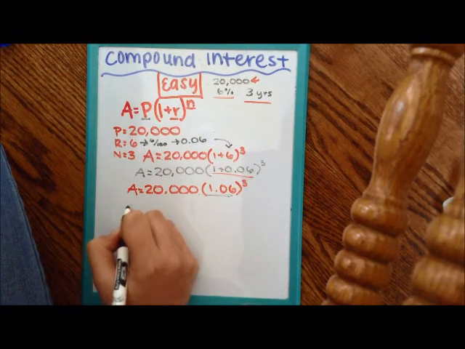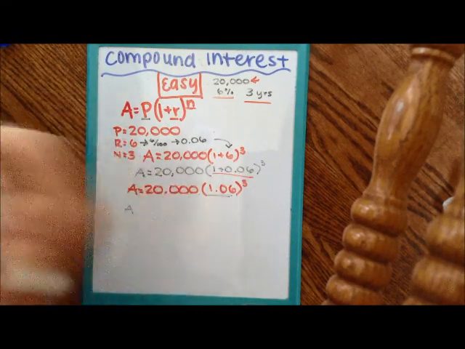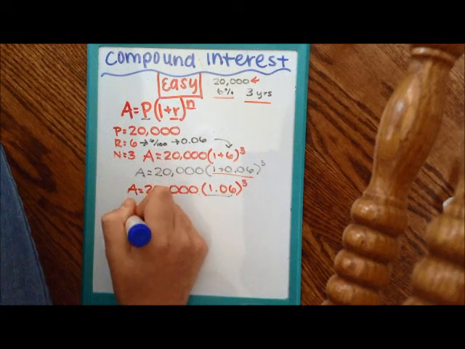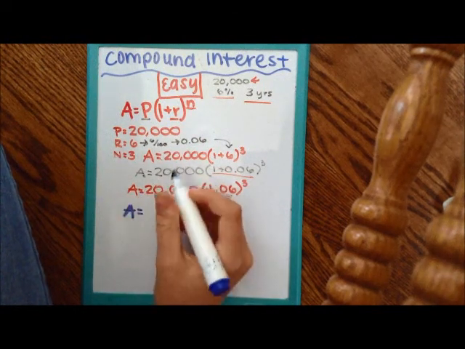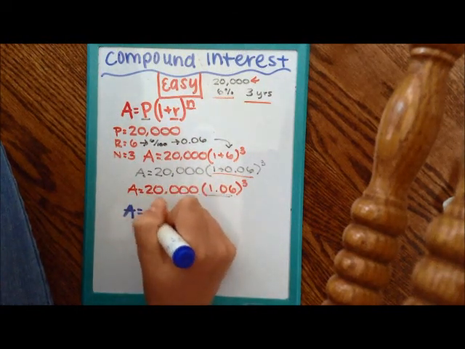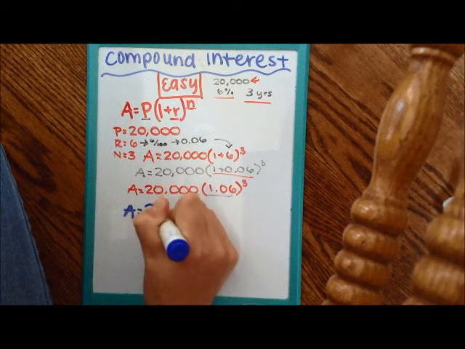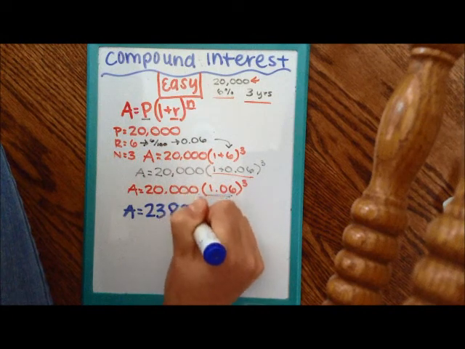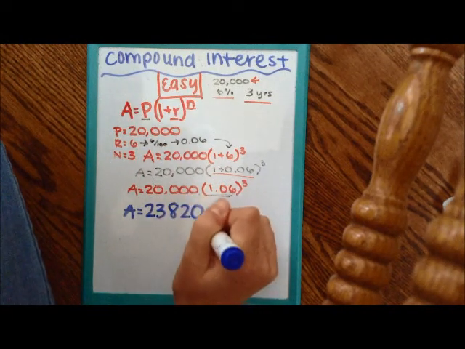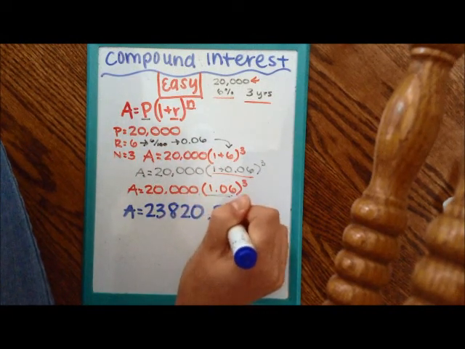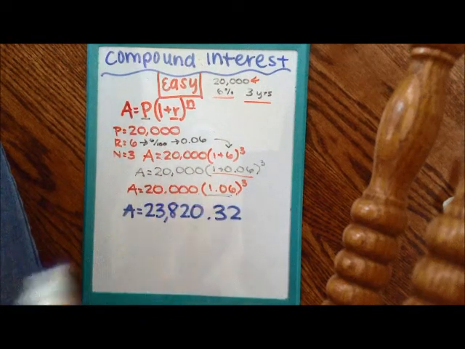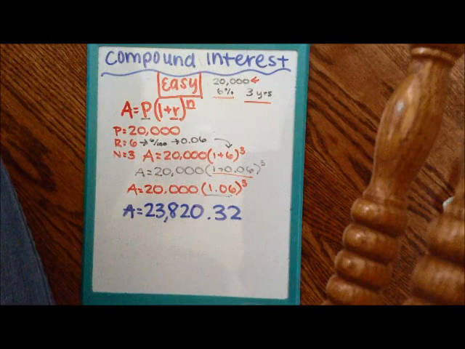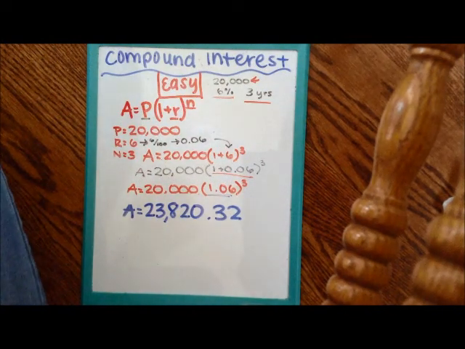So we'll end up with, let's try this one, we'll end up with A equaling 23,820 and 32 cents. So I'll end up with $23,820 and 32 cents. That's our amount.